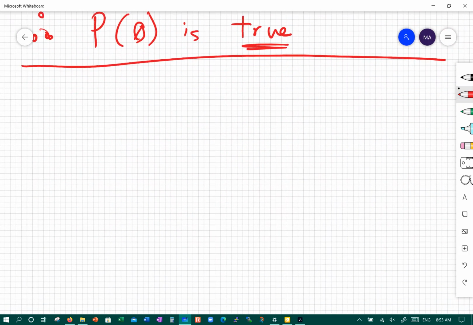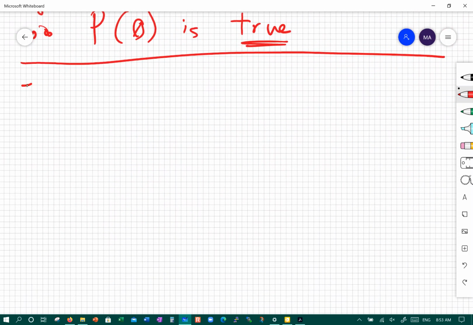Now, I'm not done yet. I still have to do the step where I can prove that I can jump. This is called the inductive or the induction step, whatever you can call it.